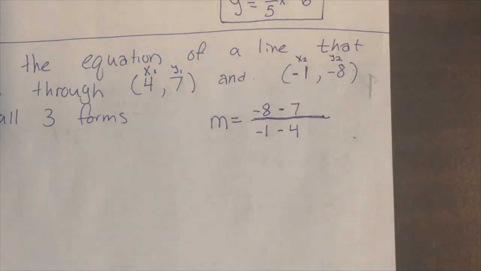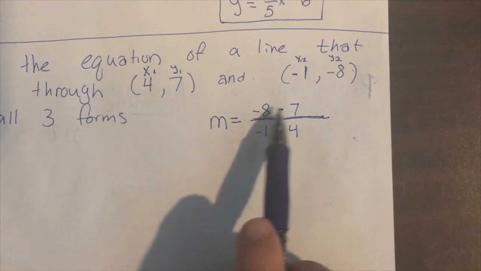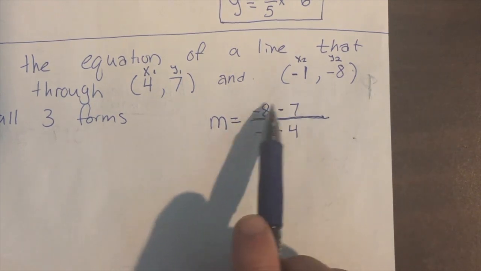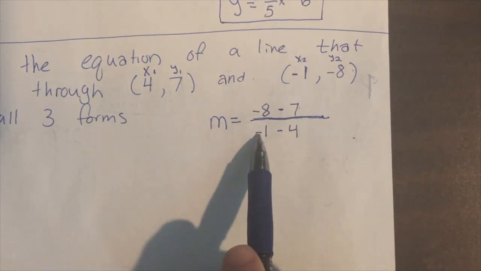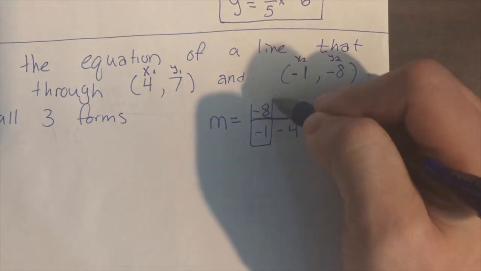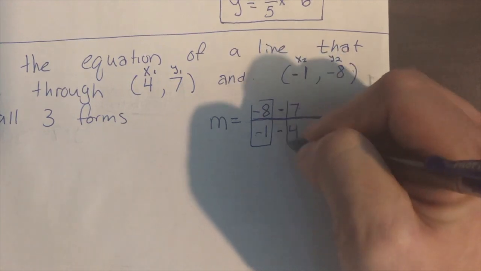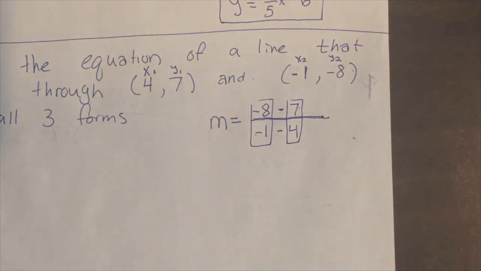Now, if you did this the other way around, that is 100,000% okay. The only thing is, these would be flipped around. So you have your 7, then your negative 8, your 4, then your negative 1. Just note that the negative 1 and the negative 8 are together, just like with the point, and the 7 and the 4 are together, just like with the point.